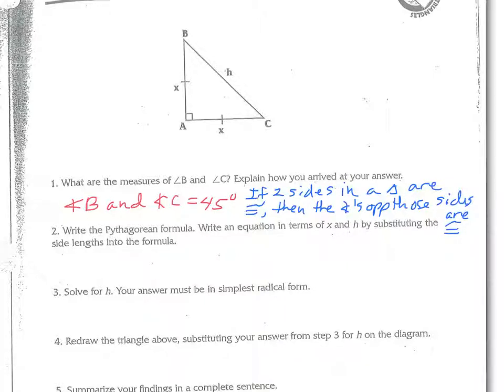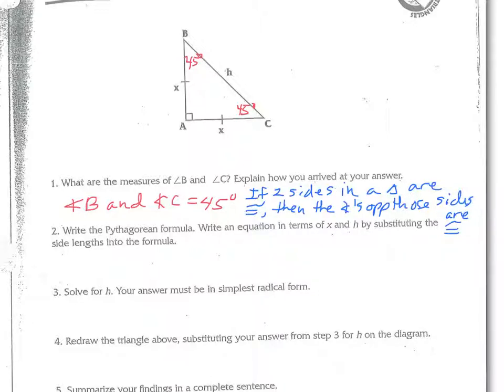And since angles B and C have to be equal, divide 90 by 2, and you have 45 degrees. Please mark this in here, 45 degrees. So this is what's called a special triangle, a 45, 45, 90 triangle.